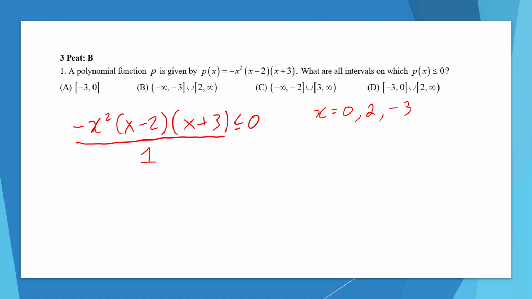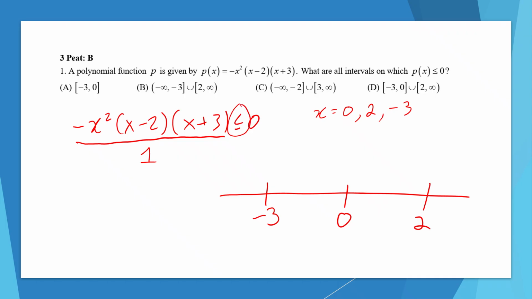Now we're going to plot all three of those numbers on a number line. So we've got negative 3, 0, and positive 2. Now we need to determine if each number will get an open or a closed circle. Remember, any number that comes from the denominator is going to be an open circle automatically. Any number that comes from the numerator, which in this case is all three of them, is going to be dependent on the sign there.